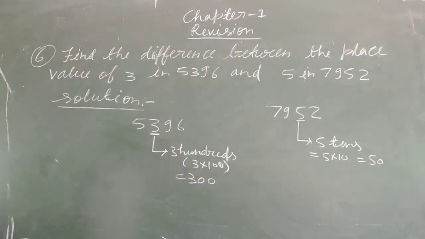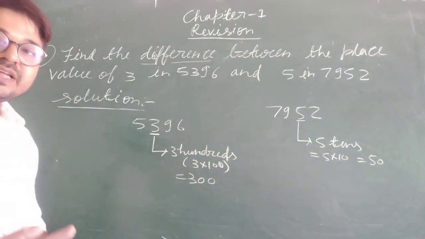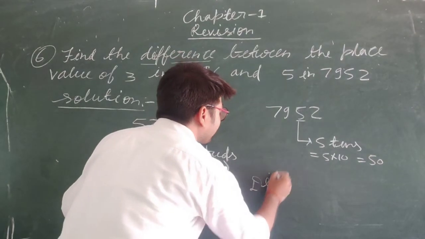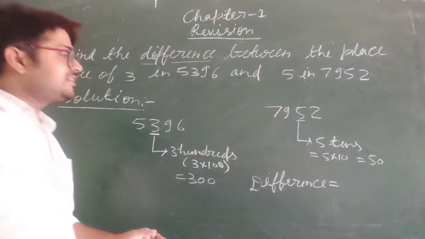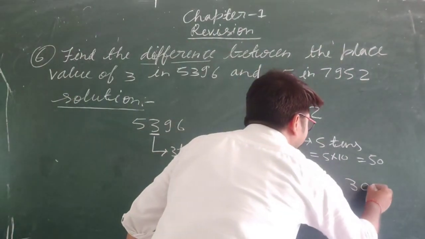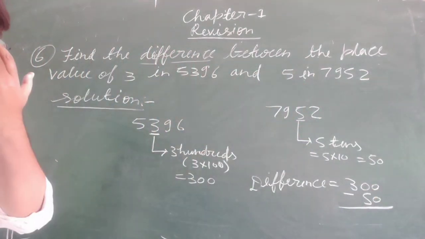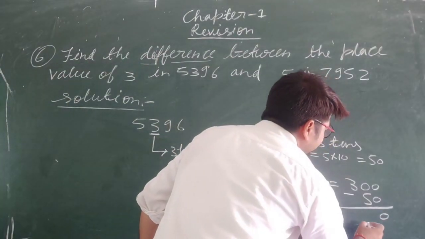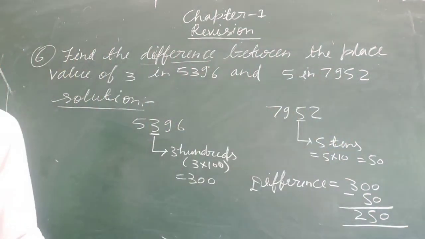One more thing, you have to find difference. So I have already told you, in mathematics difference means subtraction. So here you will find the difference. So which one is the greater? 300 is greater. So from 300 you will subtract 50. So 300 minus 50, what will be the answer? 0 minus 0, 0, 10 minus 5, 5, 250 is your answer.